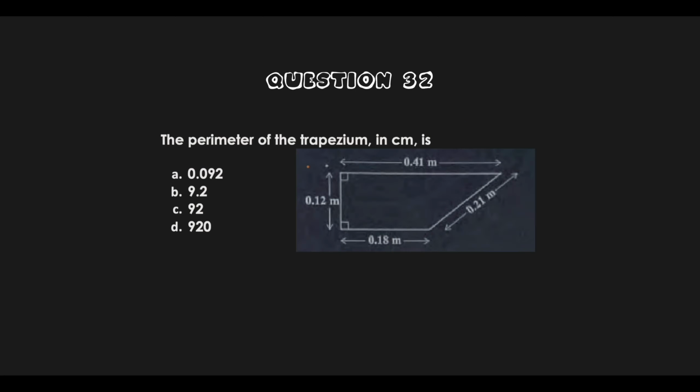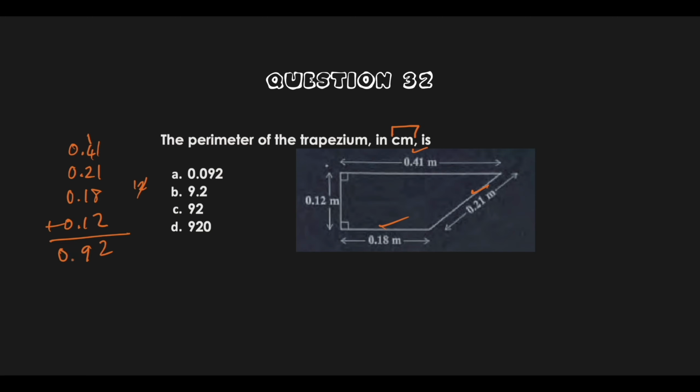So we have the perimeter of a trapezium here, and we need to represent it in centimeters. Perimeter is the distance around, so we have to add up all these distances around this shape. So I'll have 0.41, then we have 0.21, we have 0.18, 0.12. Now we have to add up all of these. So 1 plus 1 is 2 plus 8, 10, 12. So we put a 1 over here now. 4 plus 1, 5, 6, 7, 8, 9.